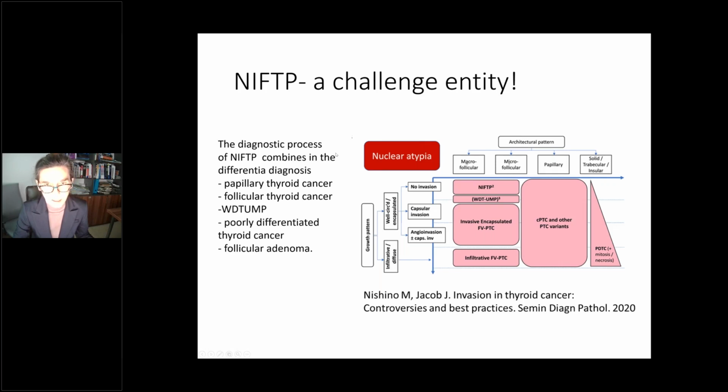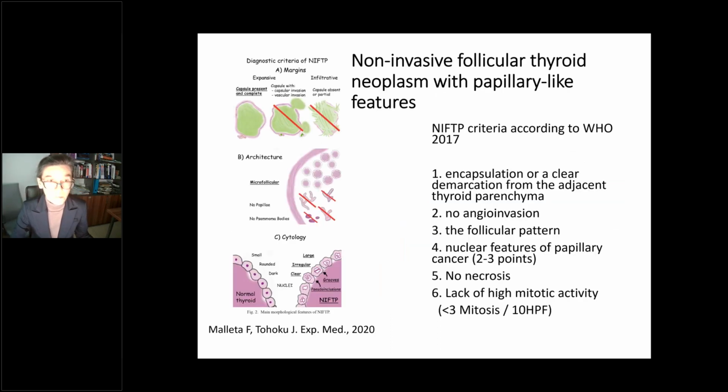It is also complicated on a microscopic view because differential diagnosis of NIFTP combines a few entities, as you can see on this diagram. In this group of differential diagnosis, we can include papillary thyroid cancer, follicular thyroid cancer, WDT-UMP, well-differentiated tumor of uncertain malignant potential, poorly differentiated thyroid cancer, and follicular adenoma.